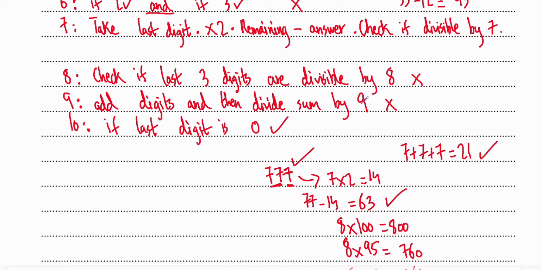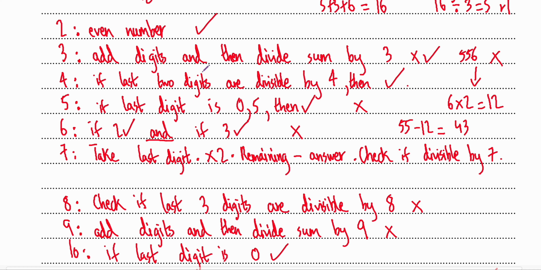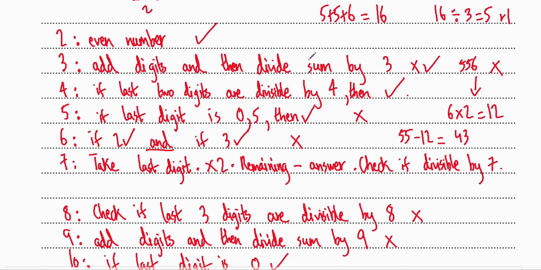Does it work for 9? Well, it doesn't because 21 is not divisible by 9, so that's not going to work. And of course, it's not divisible by 10 because the last digit is a 7, which is not a 0. So yeah, these are just some fun divisibility rules if you want to know how to divide big numbers, or if you just want to know if they are divisible by anything.